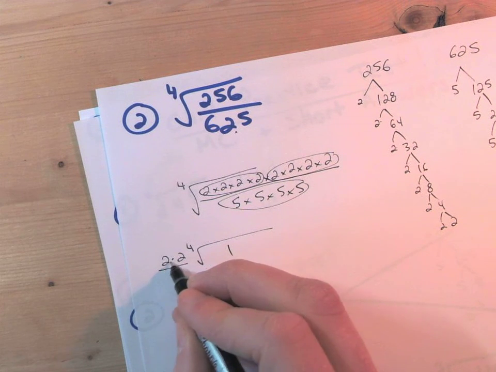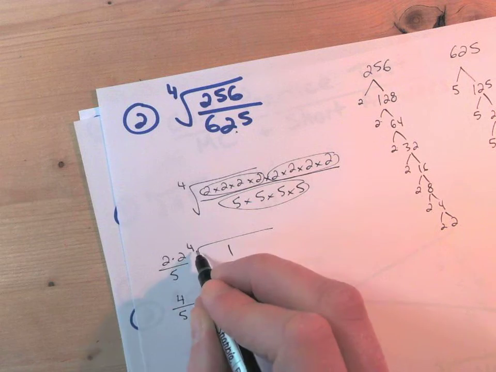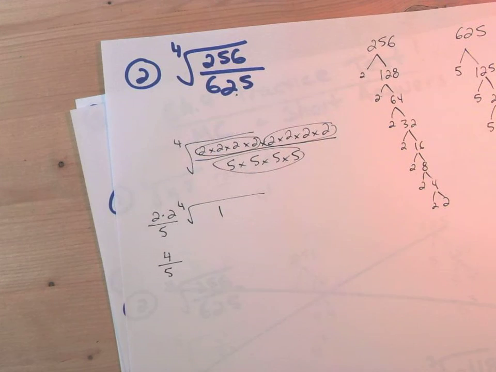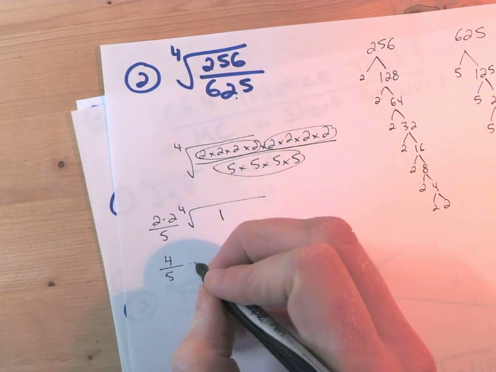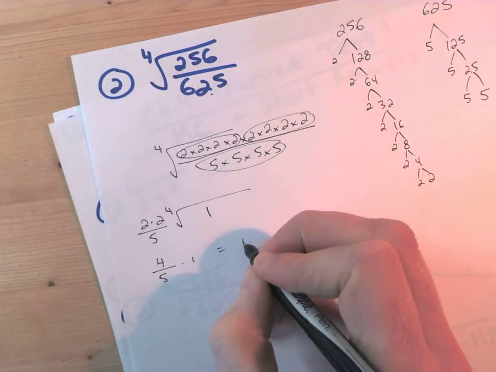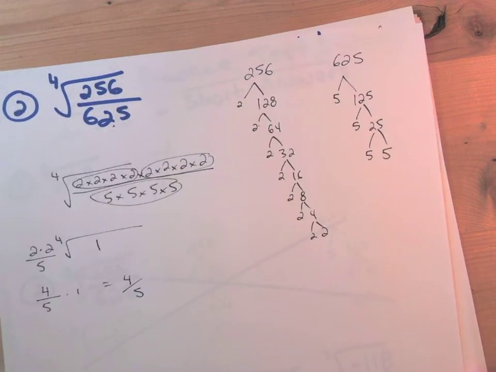So now we have 2 times 2, 4. That 5 is still there. And then it's the fourth root of 1. What times itself 4 times equals 1? And that's just 1. Okay, so times 1, which is just 4 over 5. So that one was a big question.